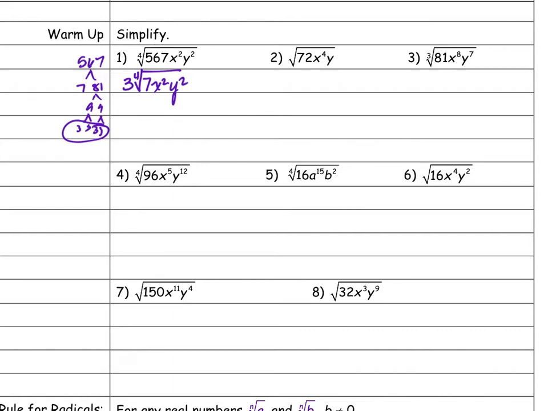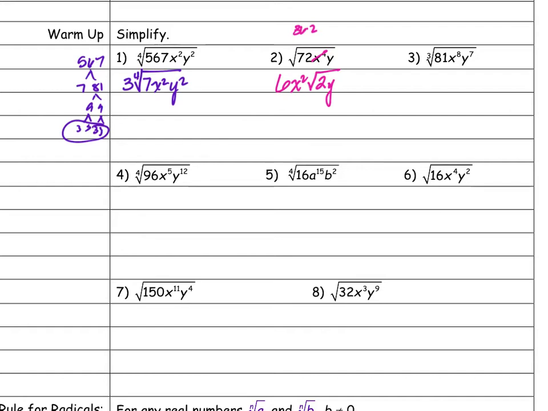The hardest thing was the 567. And then 72, I happen to know that 72 is 36 times 2. So the square root of 36 is 6. The square root of x to the 4th is x squared. And there's nothing else that can come out, so I've got the square root of 2y.